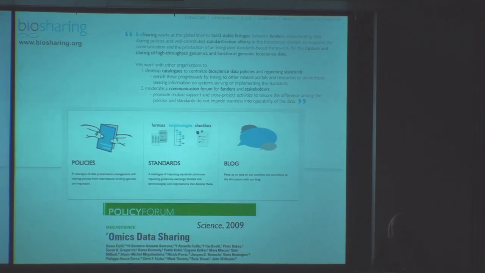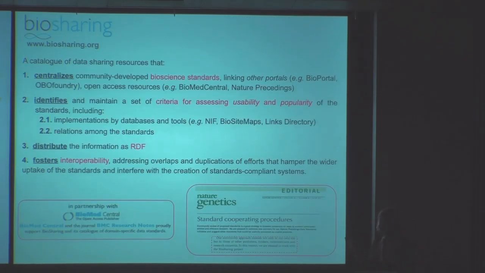So what we have done with BioSharing, one part of it, is really to create a catalog. Here I'm telling you what the goal of the catalog is. It's to centralize these community standards, to list them in one place, but not to duplicate the web pages where the information from the working groups is. It just creates a single point of entry, a catalog of entries, linking to other portals that exist where they have other information. For example, BioPortal has all the information about ontologies, so there's no point in duplicating its functionality, and we link to all the other open access initiatives.